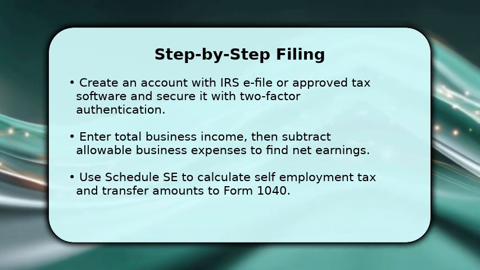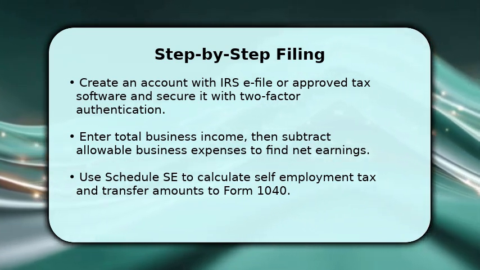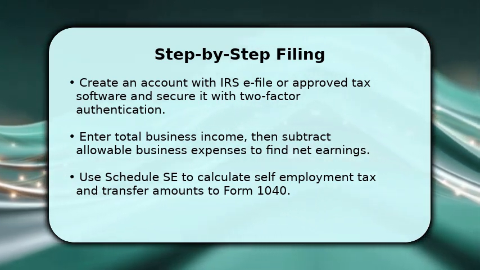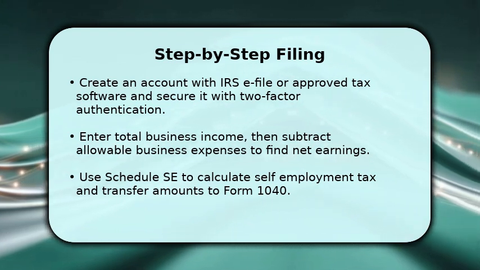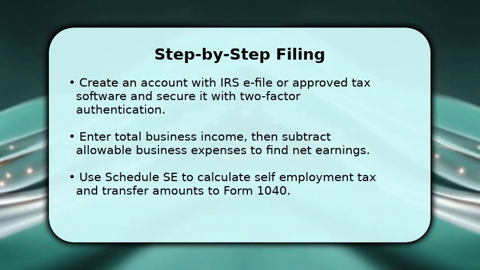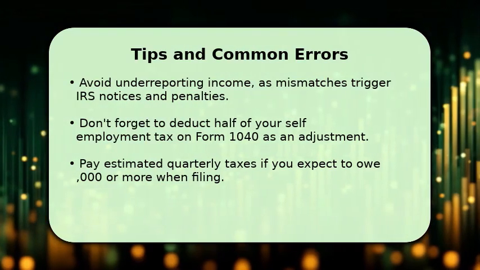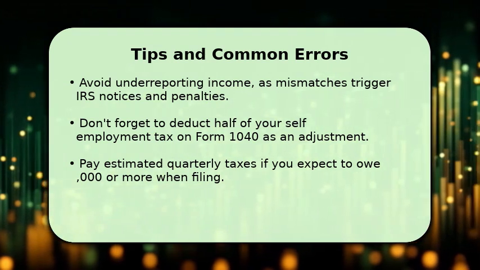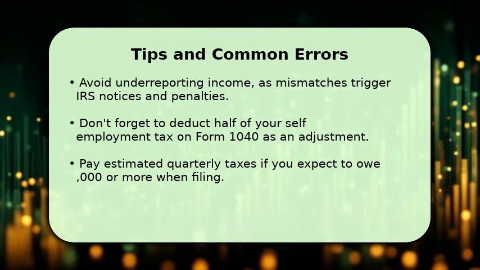Let the software compute net earnings and self-employment tax on Schedule SE. Review every line for accuracy, attach required forms, and choose direct debit or credit card for any tax due. Double-check that all 1099 and cash payments are reported to avoid IRS matching issues.